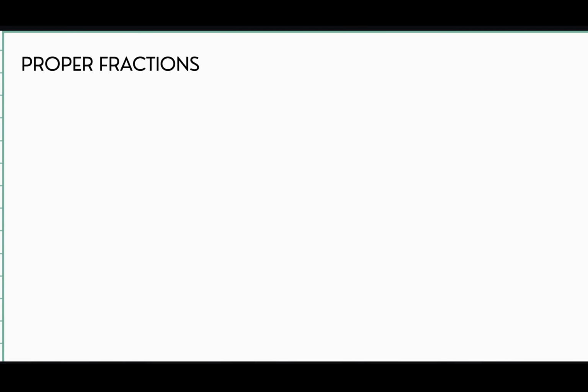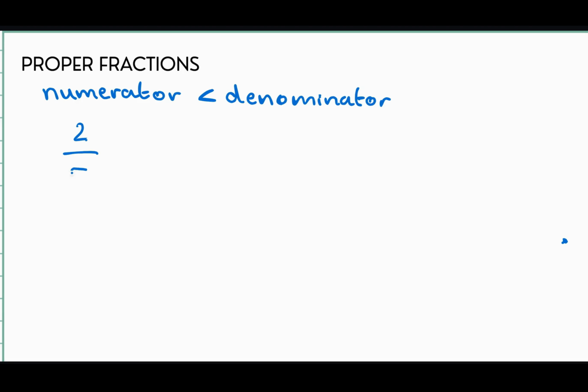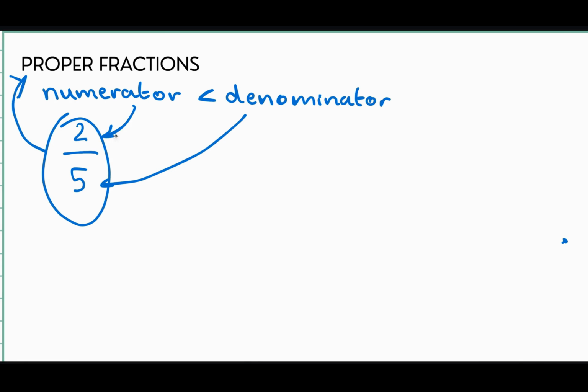Alright, let's go. So let's start off with proper fractions. So in a proper fraction, the numerator is smaller than the denominator, meaning the denominator will always be bigger. As you might remember, your numerator is the number that goes at the top, and your denominator is the number that goes at the bottom. 2/5 is a proper fraction because the numerator is smaller than the denominator. Therefore, it is a proper fraction, as I've said.